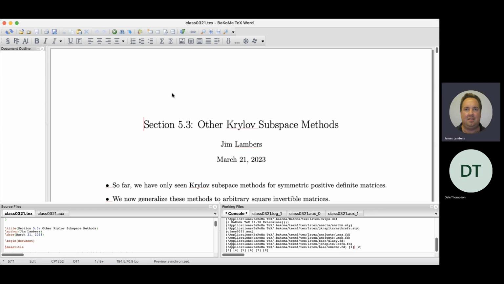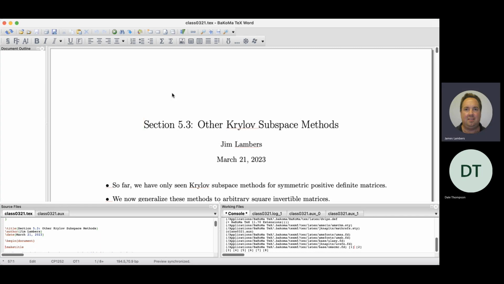Okay, so today I'm going to be finishing up coverage of iterative methods for AX equals B. So the last section was all about AX equals B for a case of A being symmetric positive definite. So steepest descent, Lanczos, and then conjugate gradient.